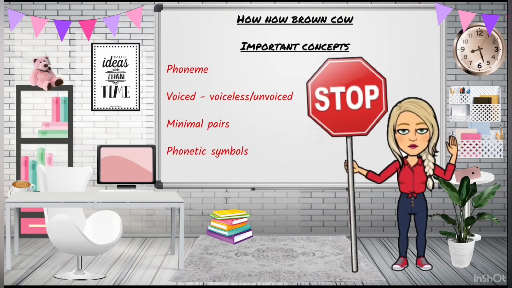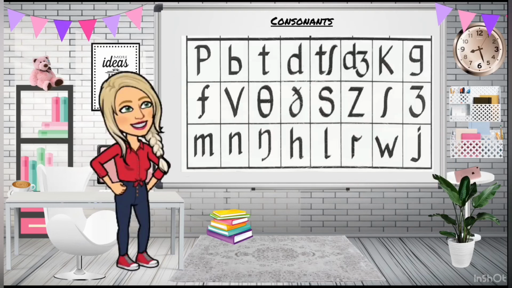So, for example, you can pair pin and bin, p and b. Then you will find out why when we start seeing place and manner of articulation of consonants. Pin and bin are minimal pairs, but pin and din are not minimal pairs. Then you will see why. And another important concept is the one that is related to phonetic symbols. Again, we said that phonemes are sounds, but phonetic symbols are the representation of those sounds. Okay? Well, let's move on.